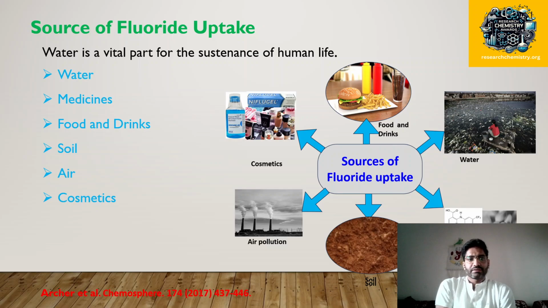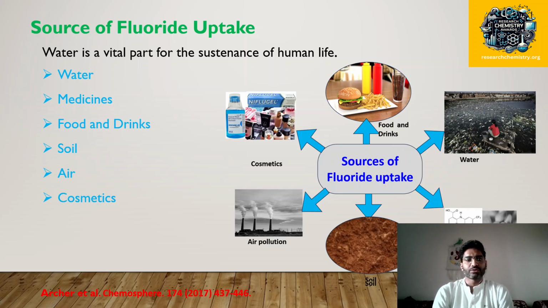Further, let us look at the different sources of fluoride uptake. As we know, water is the vital part for the sustenance of human life, and there are different sources by which fluoride can be ingested. Today we all know that water, and especially drinking water, is very limited for us. We have to be very careful with drinking water, which sometimes contains different pollutants. These are the various sources of fluoride uptake containing different contaminants. One of those contaminants is fluoride.